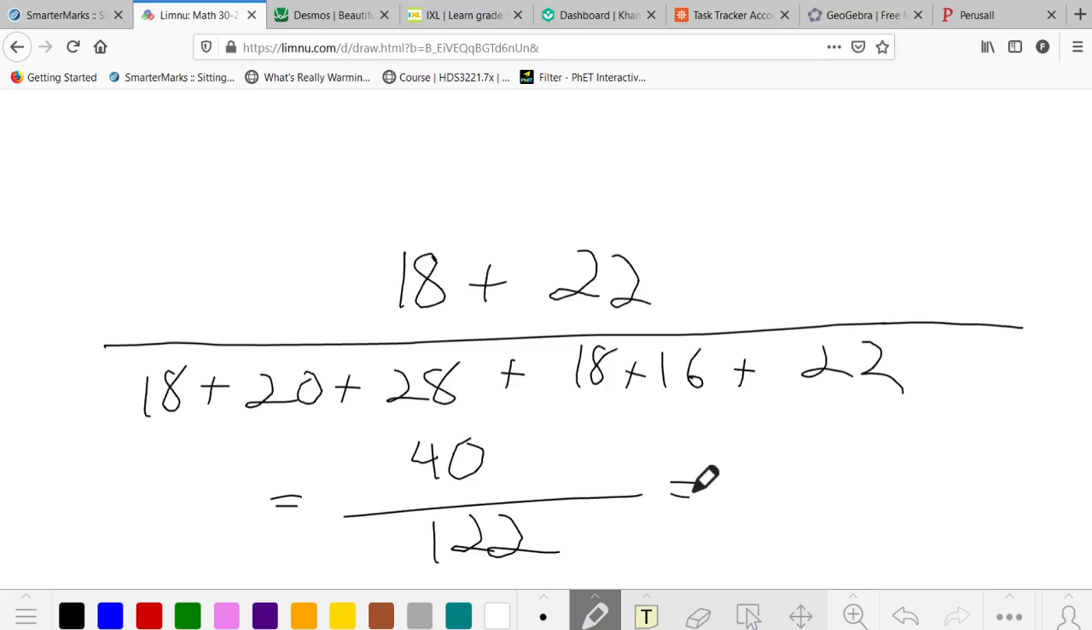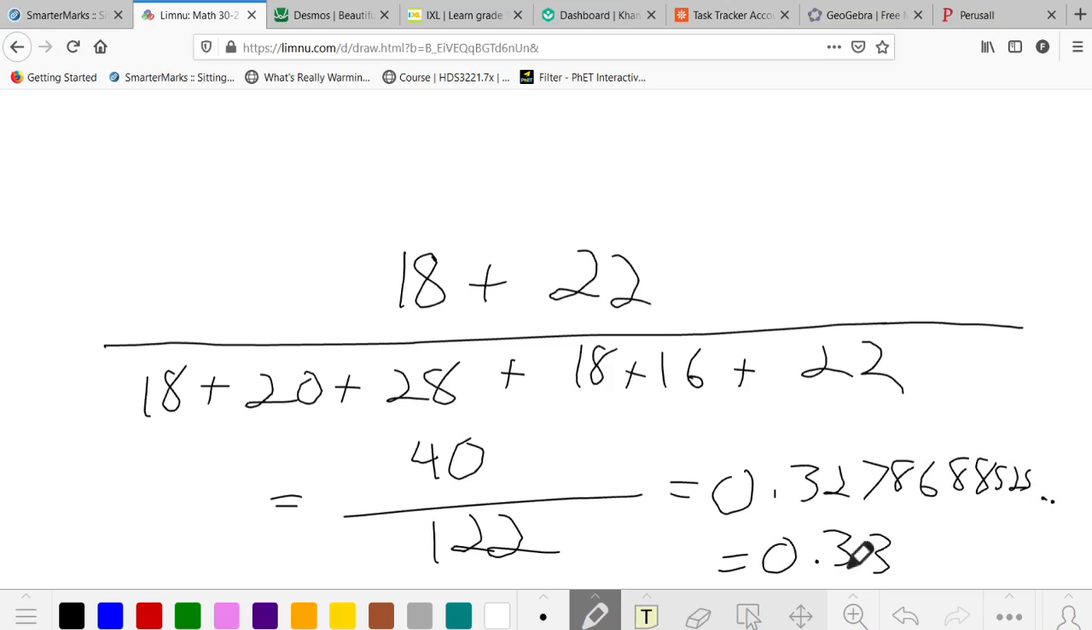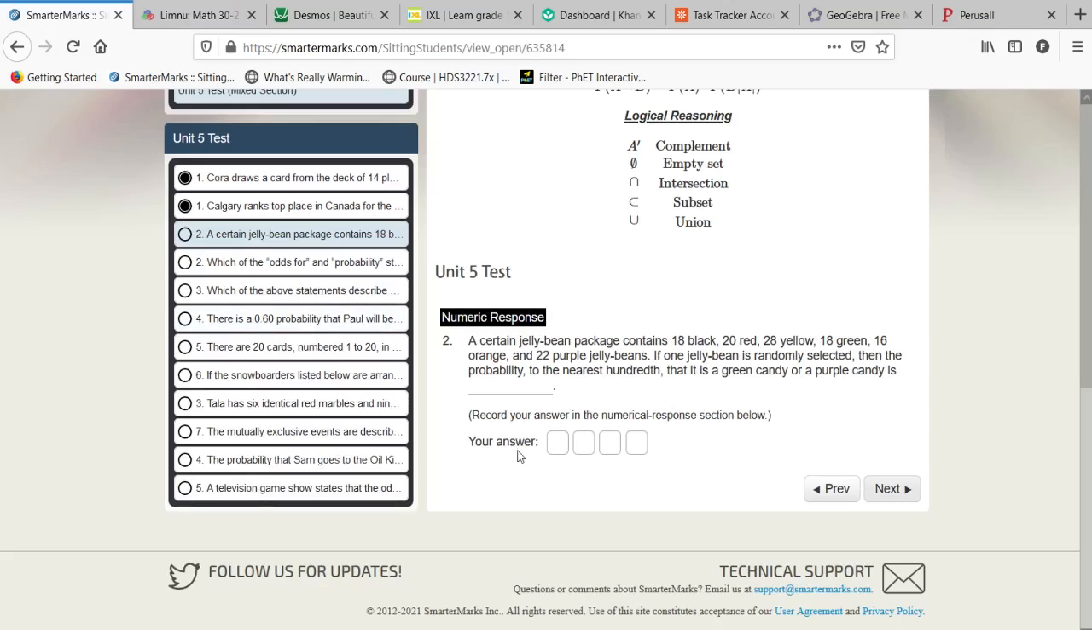We're asked for the nearest hundredth. So we just divide that out, our 0.32786885525, etc. To the nearest hundredth is 0.33. So any questions about this one? Right, we are adding the two because it's an OR problem.